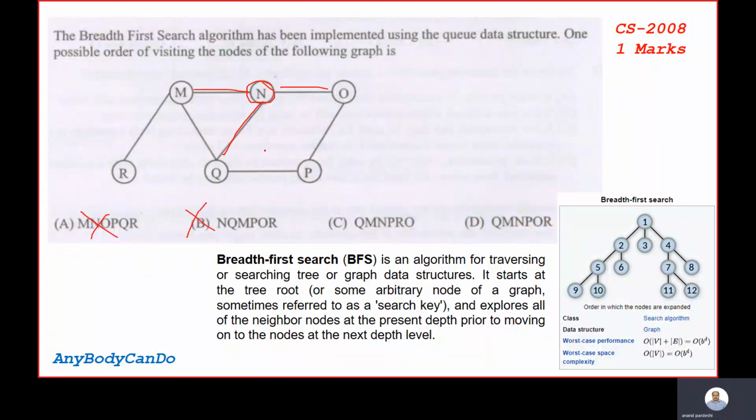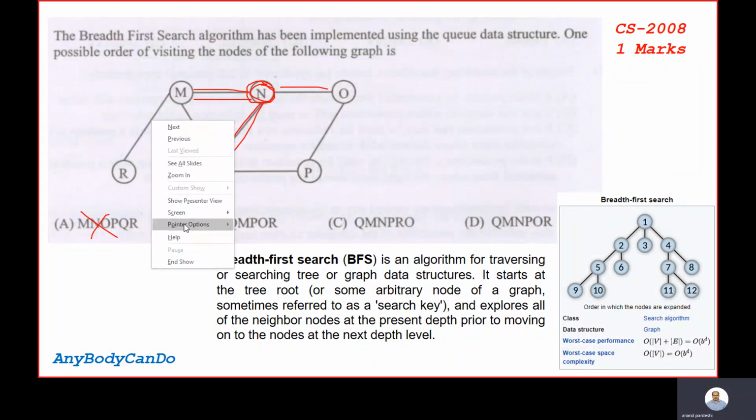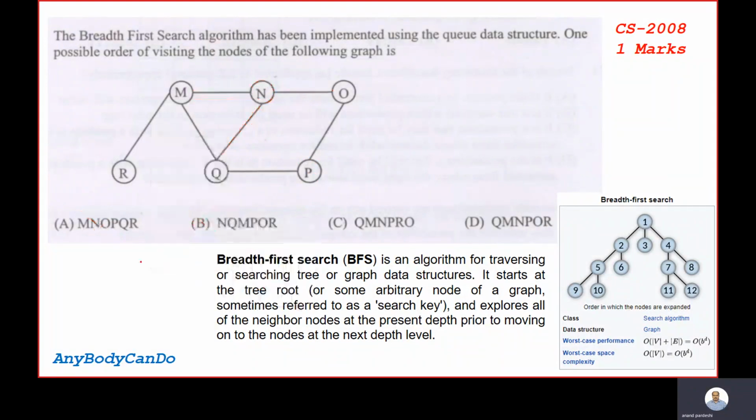Why is option B not correct? First we need to visit all the neighbors. We start from N, then visit Q, then M, then we must visit O, but instead of visiting O, it visits P. That's why option B is wrong. So option A and option B are wrong, and these are not the correct answers for this question.